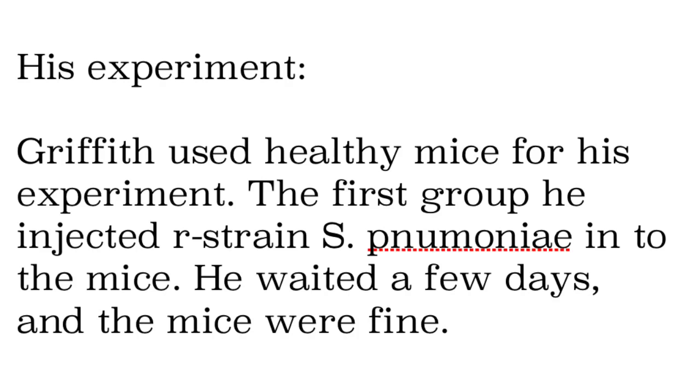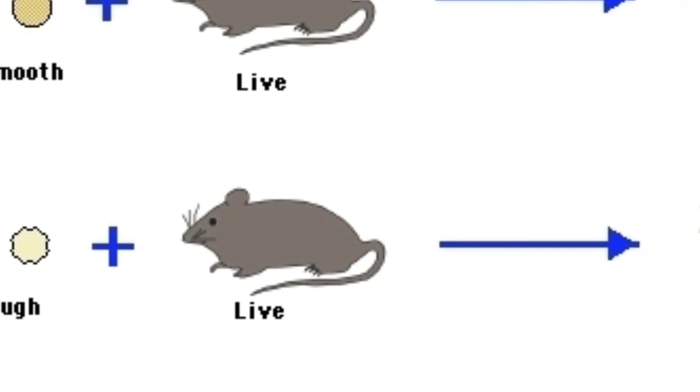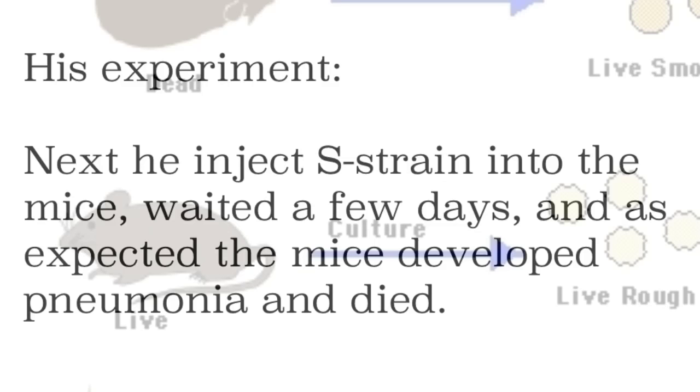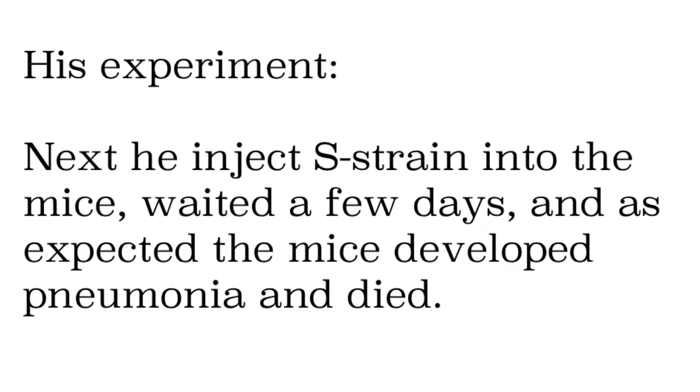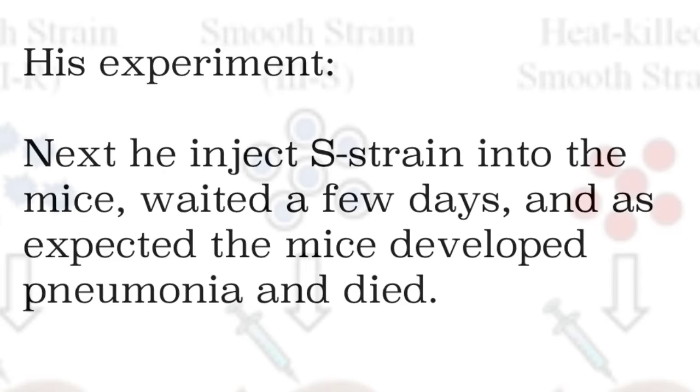Griffith did his experiment. Step one, he took the mice and he injected them with the harmless, the safe Streptococcus. And as expected, the mouse lived. Next, he put the deadly strain, the S strain, into the mouse, waited for a few days, and as expected, the mouse developed pneumonia and died. So this is pretty much what he expected to happen at this point. But he's trying to figure out what exactly about the bacteria is causing the disease.